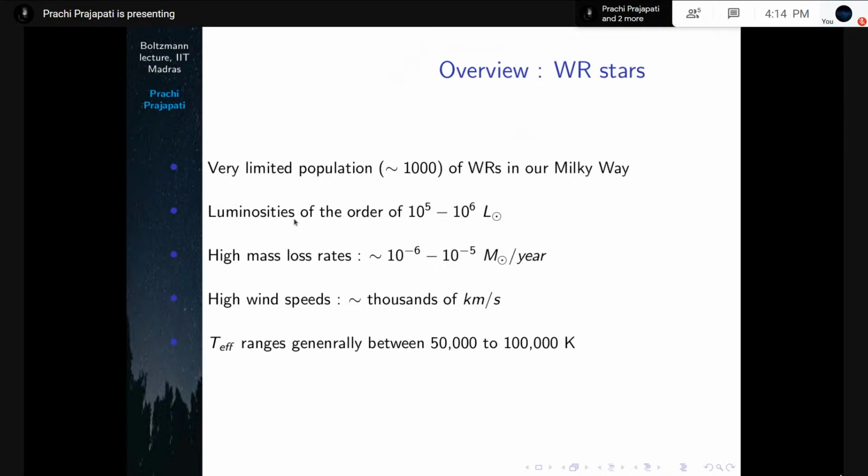Apart from this, if you look at the luminosity, mass loss rates, wind speeds, and temperatures, to get an idea of how exotic these numbers are, you can compare them with our own sun, which is a low mass star. The luminosity of the sun is 1 solar luminosity, whereas this is 10 power 5 to 10 power 6 times solar luminosity. Mass loss rates for the sun are roughly 10 power minus 14 solar mass per year. These are quite a bit higher than that.